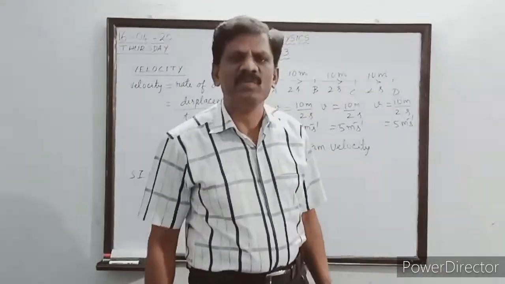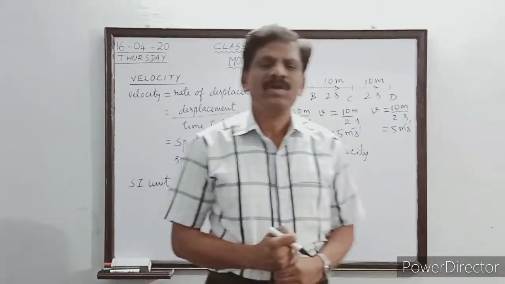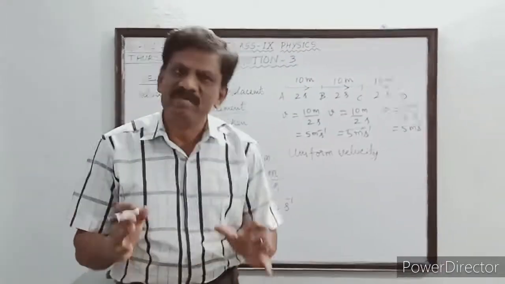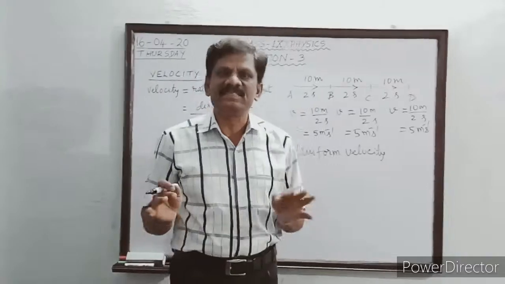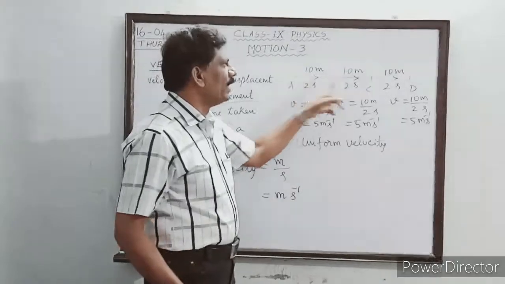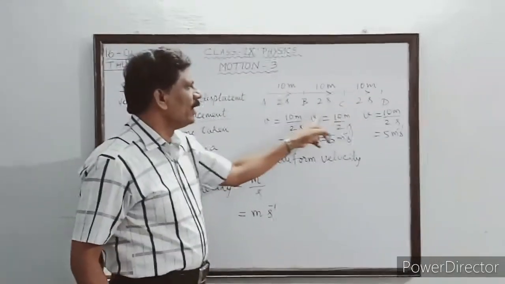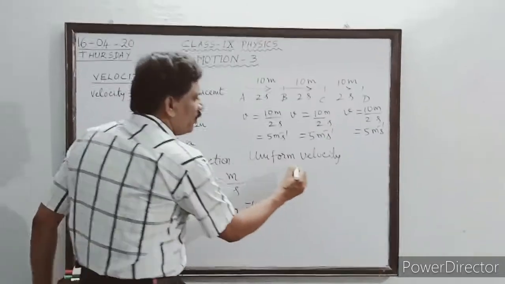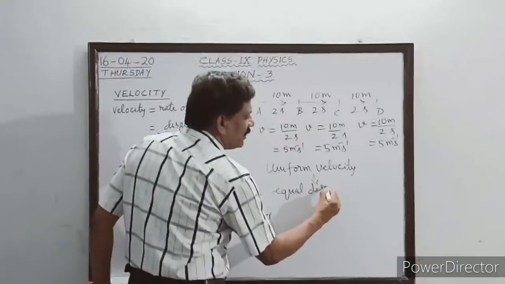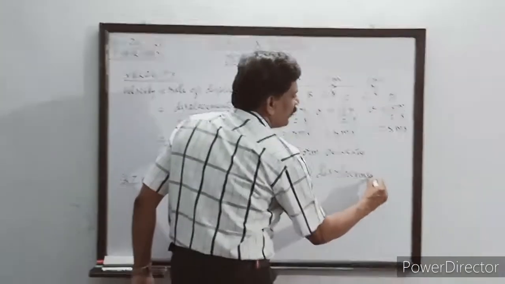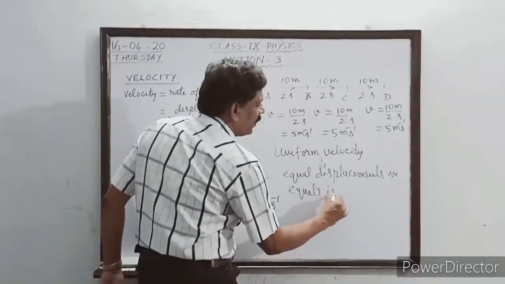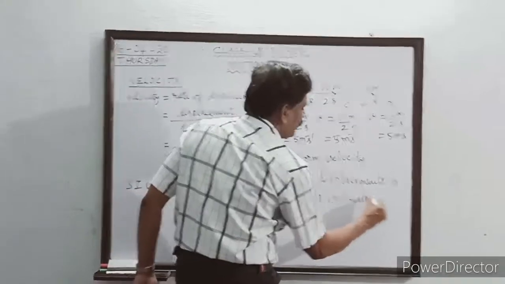So now we have got a new definition for a uniform velocity. What is meant by uniform velocity, or when is a body said to have uniform velocity? A body is said to have uniform velocity when it covers equal displacements in equal intervals of time. So uniform velocity corresponds to what? Equal displacements. This point is very important. Equal displacements in equal intervals of time.